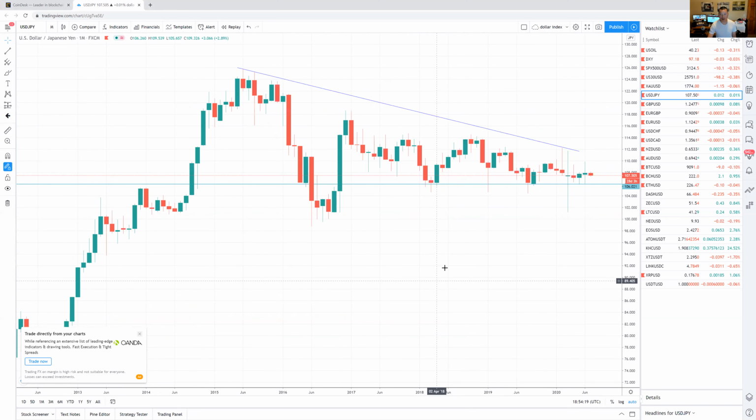UJ, let's talk about UJ. UJ has been in a consolidation period for a while, but for summertime, let's talk about this from June of 2018 to June of 2019. Not a whole lot has been going on for US dollar to Japanese yen.